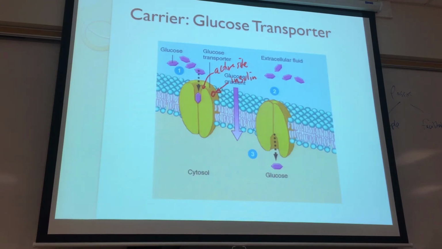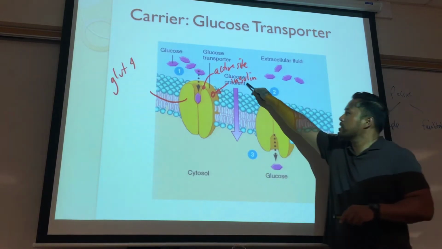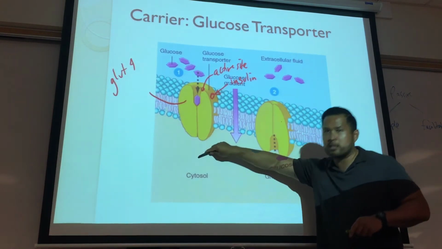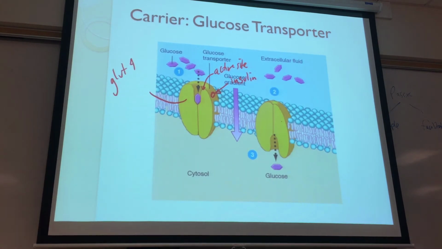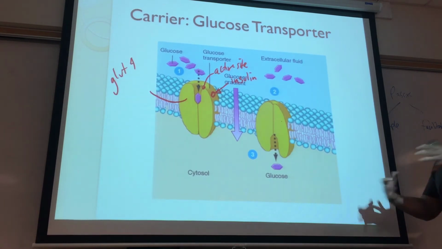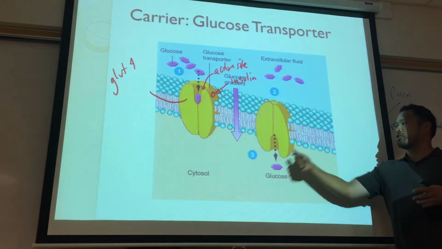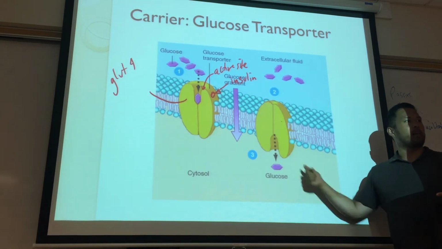And this example that I'm using, again, not something you need to know, but this is GLUT4. This is one of the glucose transporters that is activated by insulin that allows glucose to move into the cell to be used. And these are common in muscle cells. You would see these typically where if a muscle is active, it needs sugar in order to start generating energy for the cell.